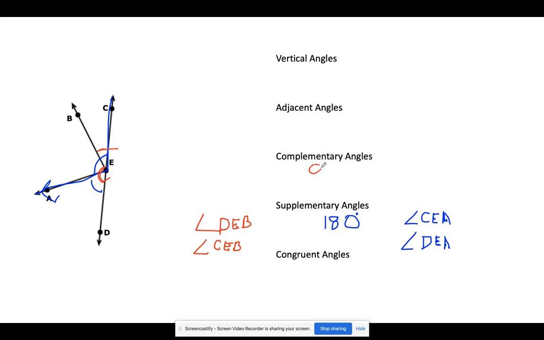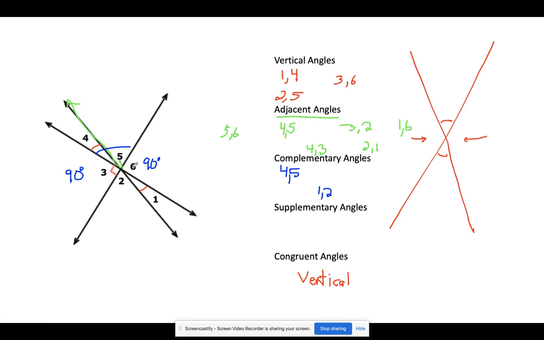Remember, complementary add up to 90 degrees. The only ones that we really know are congruent would be vertical angles. There are no vertical angles in this figure, but on the last slide there were lots of vertical angles. So hopefully this information will allow you to do today's assignment. If you do have questions, please get on during my class office hours, and I will help you with those questions.